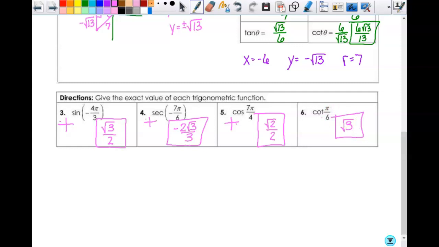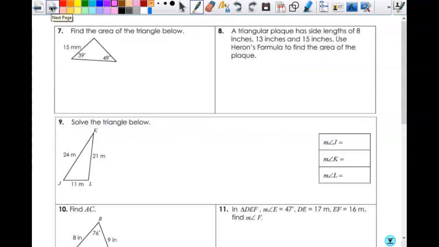Okay, that concludes the non-calculator portion. So let's flip it over, look at the calculator portion. Okay, so I need to find the area of the triangle below. So my area formula is 1/2 A times B times the sine of C. And I have to have a side angle side situation to make that happen. I do not have side angle side, I have angle angle side. So I need to find another side.